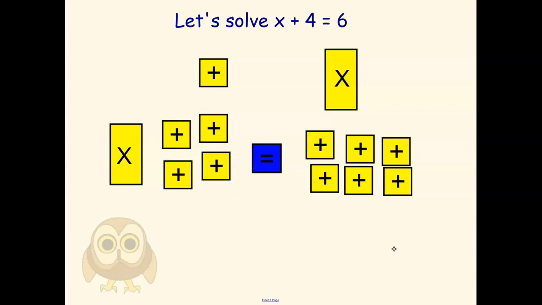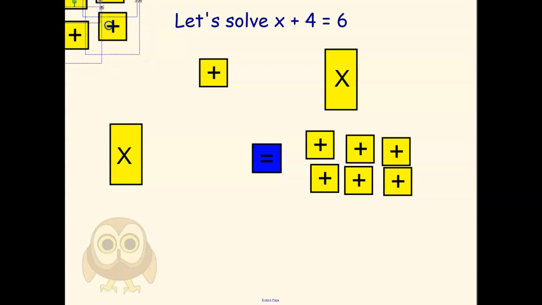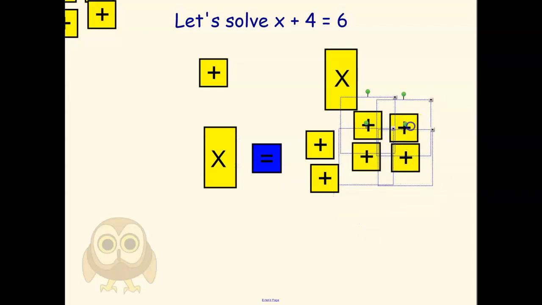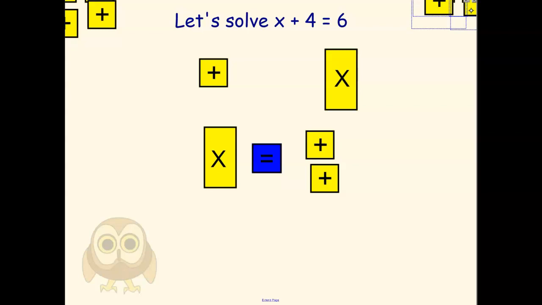Well, what is hanging out with x? There are 4 ones over here hanging out with x. So how do I get rid of them? Let's just slide them on out of there. If I do that on one side, what do I need to do on the other to keep it balanced? Well, I need to take 4 away over here as well. And then I see my solution of x equals 2.